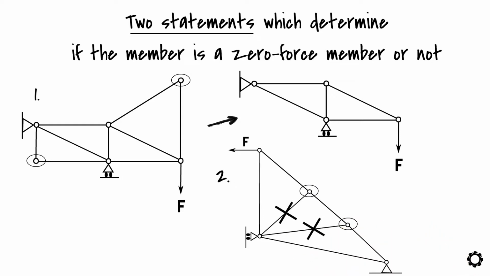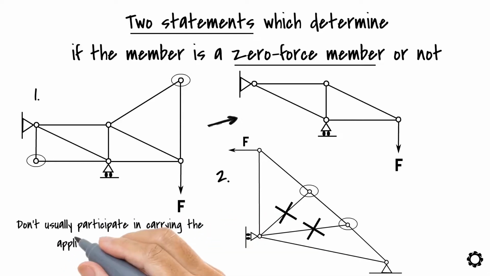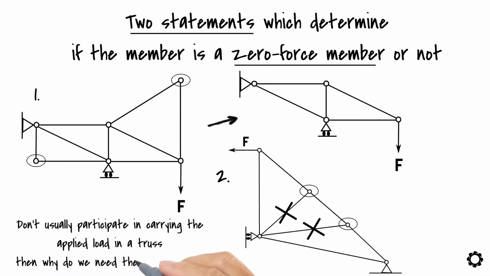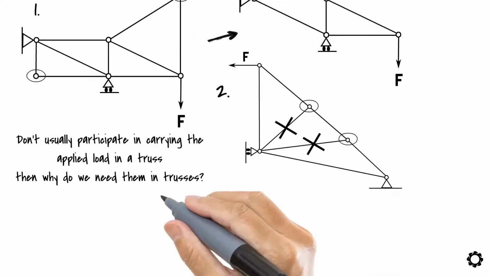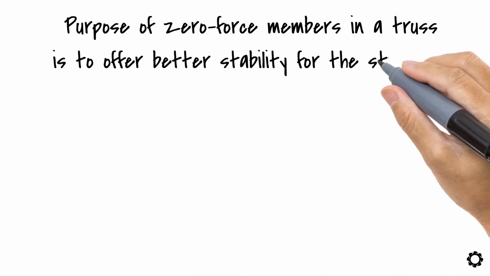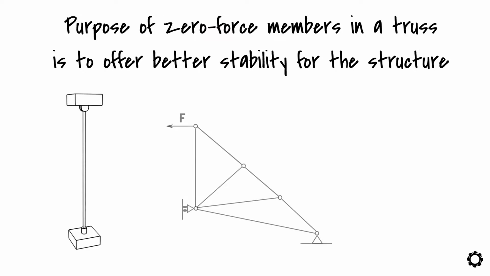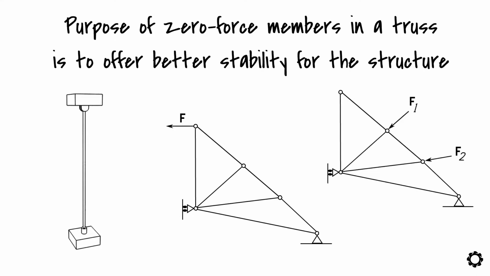Some of you may be thinking, if these zero force members don't usually participate in carrying the applied load in a truss, then why do we need them in the trusses? Well, the purpose of the zero force members in a truss is to offer better stability for the structure by preventing buckling from happening in slender members under compression. Another reason why we use zero force members relates to the cases where the external loading configuration in the truss structure could change. In these cases, zero force members can become load-carrying members.